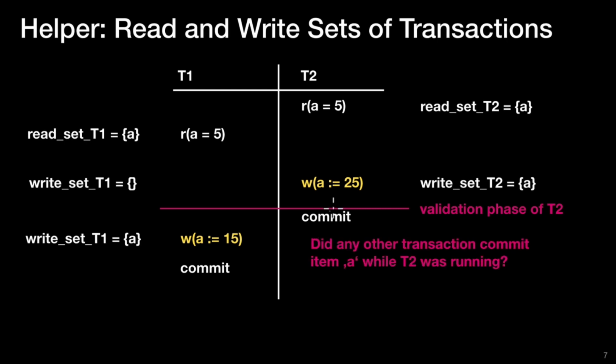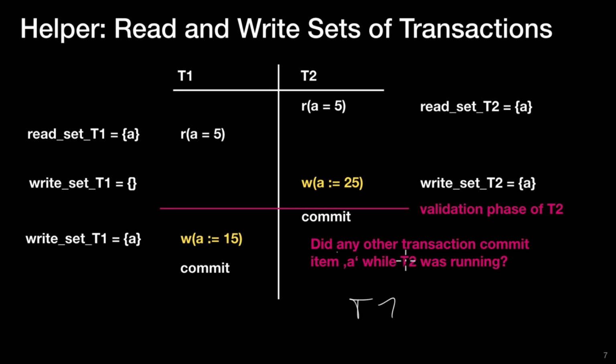The question we have to answer in the validation phase for transaction 2, so we're only investigating transaction 2 at this moment, is: did any other transaction commit item A while T2 was running? So think about that question for a moment. Did any other transaction commit item A while T2 was running? Well, there is no commit. Any other transaction, well, we only have transaction 1 in this case. Did this transaction commit while T2 was running? No, obviously not. The commit comes afterwards, so there was no commit.